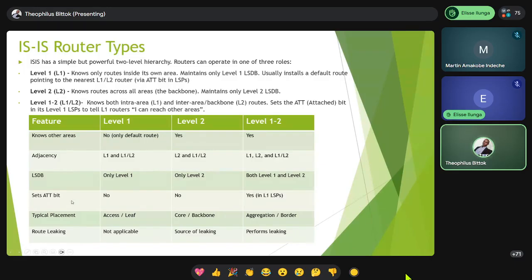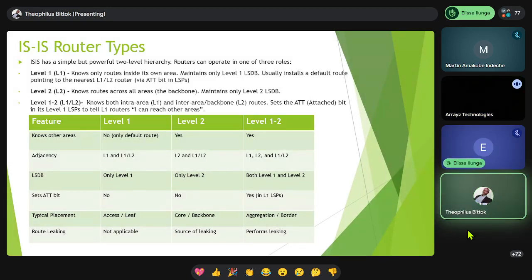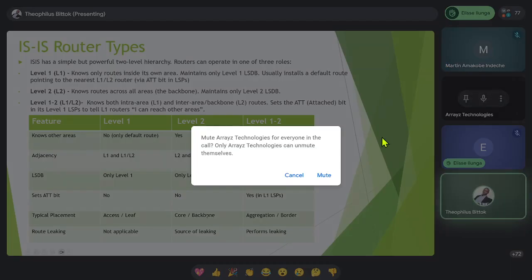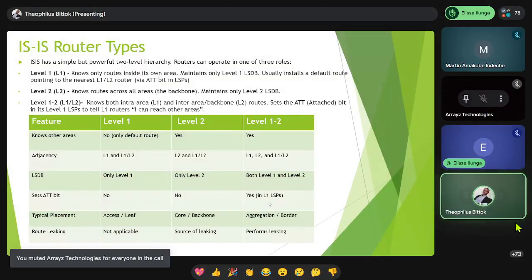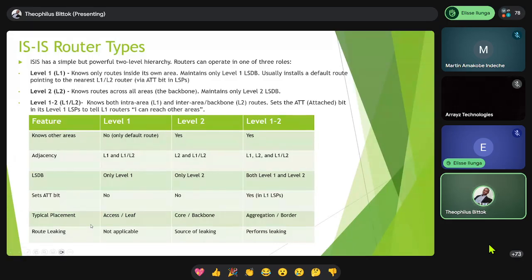Now, the next is the attached bit. The attached bit is something used by the level 1-2 router. You may find, for example, there's an adjacency between a level 1 router and a level 1-2 router. As I mentioned earlier, a level 1 router doesn't know how to get into other areas. So what will happen is you will find a level 1-2 router sending an attached bit to level 1. That attached bit is just like a default route to level 1, telling them if you want to reach maybe area 6, let's assume the level 1 router is in area 5.